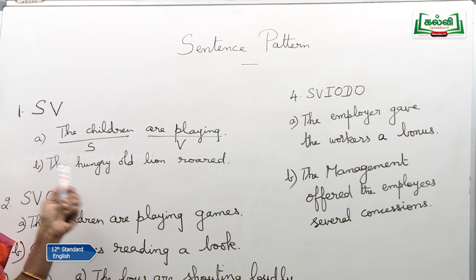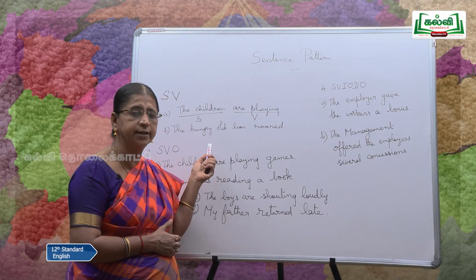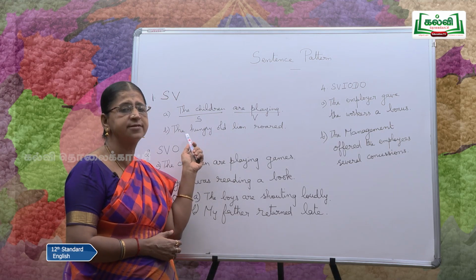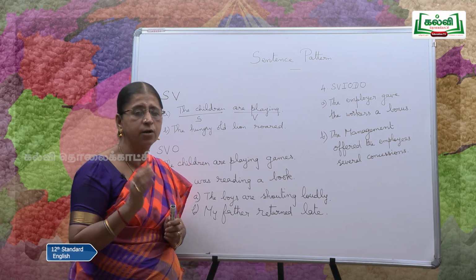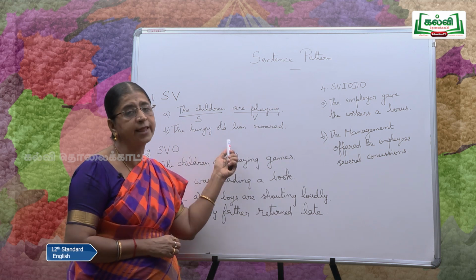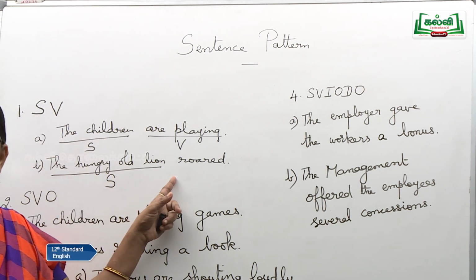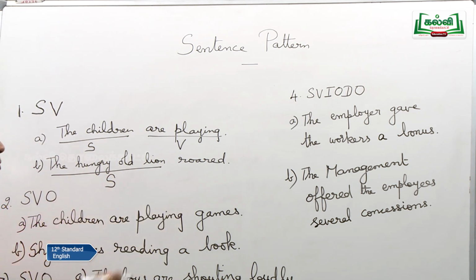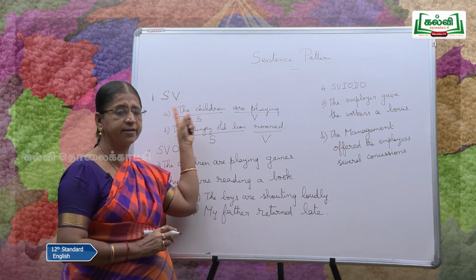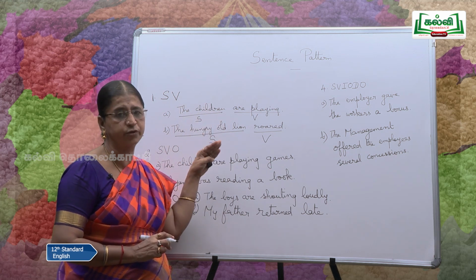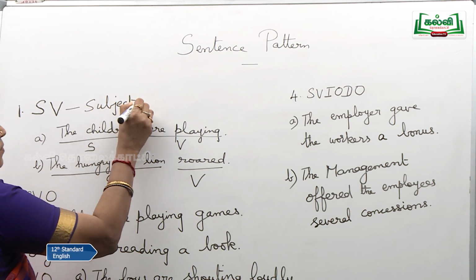Look at sentence number 2. The hungry old lion roared. What are we talking about here? The lion. What type of lion is it? The hungry old lion. So I am talking about that particular lion which is hungry and old. So the whole thing becomes my subject. And what action is it performing? It roars. So past tense roared. So this is the verb. These two sentences are of the pattern SV. This is the analysis of subject plus verb. So what does SV stand for? Subject plus verb.